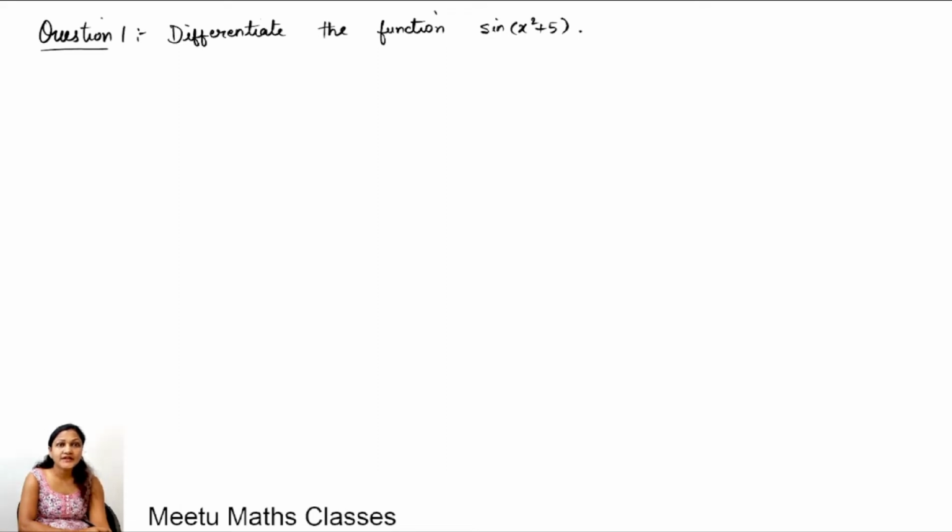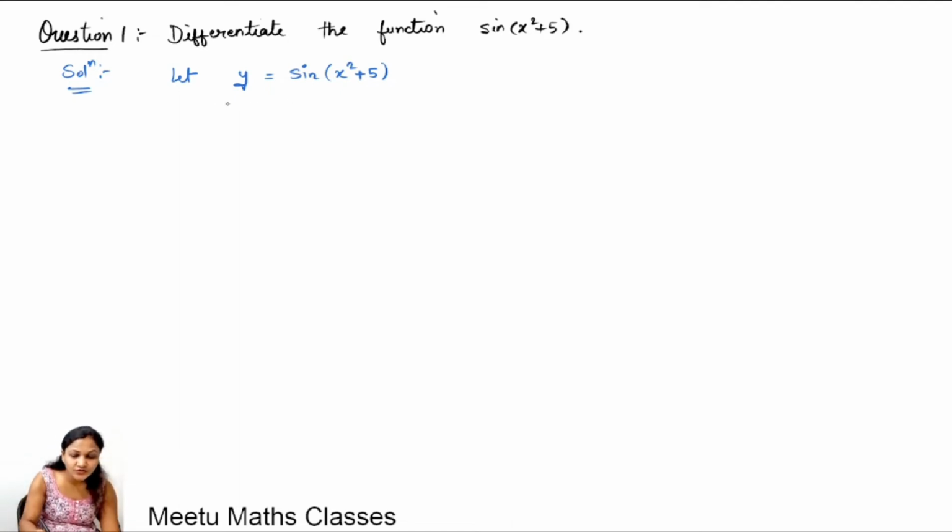Today we are doing class 12 NCERT chapter 5, that is continuity and differentiability, and this is exercise 5.2 question number 1. Differentiate the function sine of x square plus 5. Let us consider your function y is equals to sine of x square plus 5. Now you have to differentiate this function with respect to x.